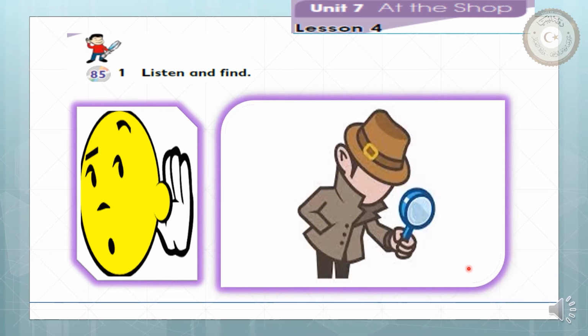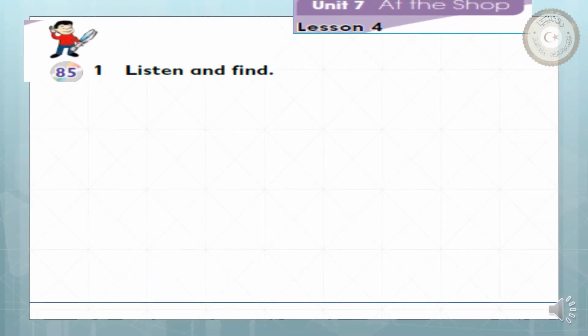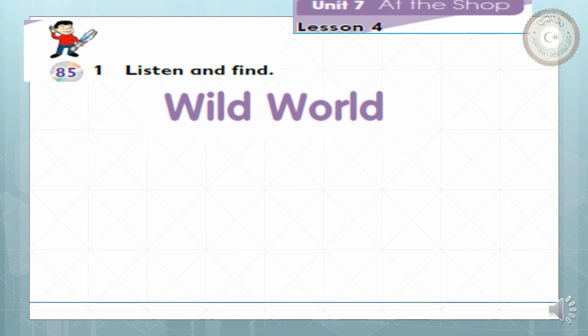Now look at the first activity. Listen and find. Number 1, listen and find. You are going to listen to Reem describing some types of animals. They are wild world animals. And then you are going to look at the picture of the zoo. Now you are going to listen and find. But before that, we are going to check up these pictures.